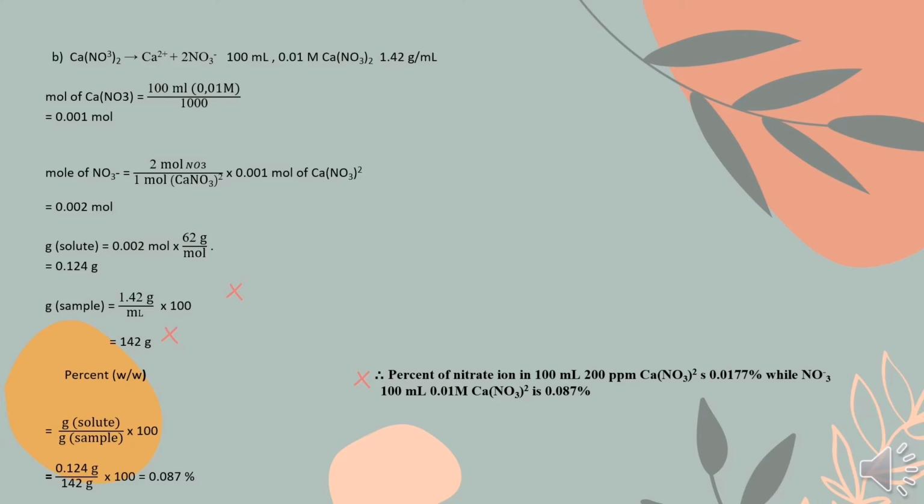Okay, for each given information, we can compare their percent. Percent of nitrate ion in 100 ml 200 ppm calcium nitrate is 0.0177%, while for nitrate ion in 100 ml 0.01 M calcium nitrate is 0.087%. Okay, that's all for question 1.